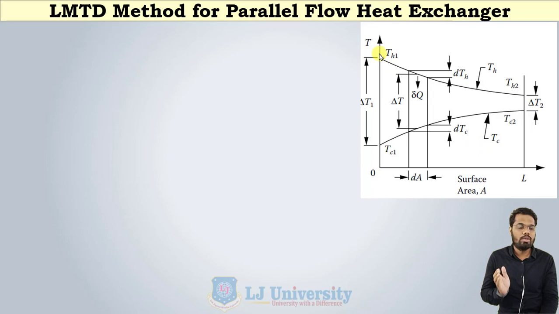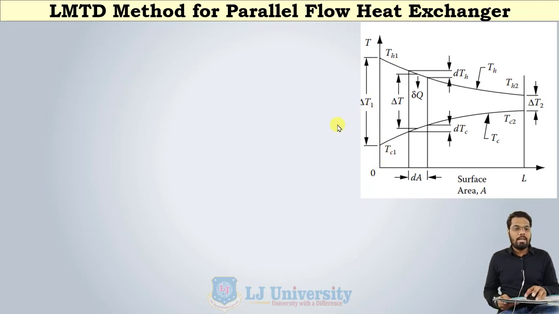So this is the length versus, or we can say the area versus temperature graph for the parallel flow heat exchanger. TH1 is the entry temperature of the hot fluid, TH2 the exit temperature of the hot fluid, TC1 the entry temperature of the cold fluid and TC2 the exit temperature of the cold fluid. In a parallel flow heat exchanger, both fluids take entry from the same side. So suppose from the left side, the temperature difference between the hot fluid and cold fluid, which is known to us, is TH1 minus TC1, denoted by delta T1.